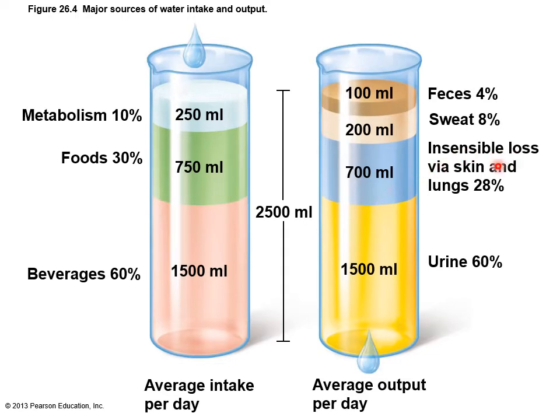There's insensible loss. Insensible means you don't really recognize it's going, but about 700 milliliters goes by way of the skin and the lungs because air is humidified as you breathe it in, so it carries off some water volume with it. Sweat, about 8%, and there is some water in feces, which makes up another 4%. So that's where the water goes when it leaves the body.